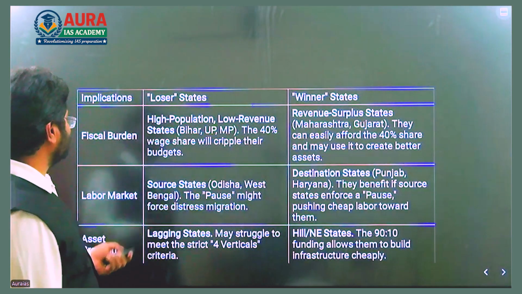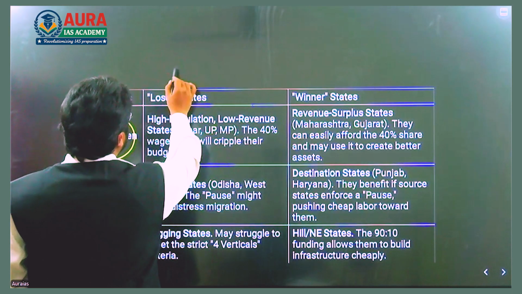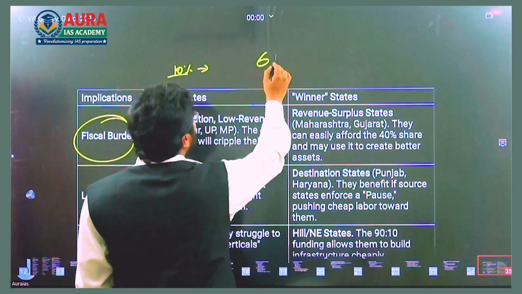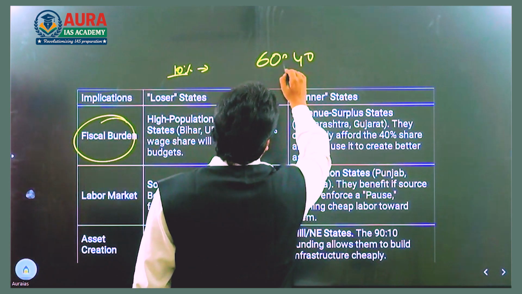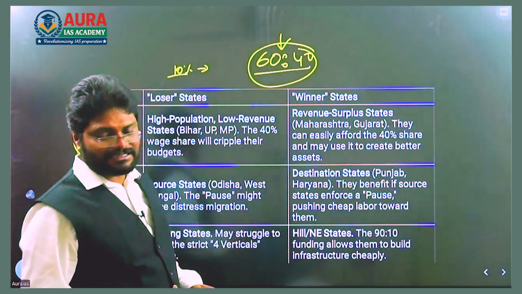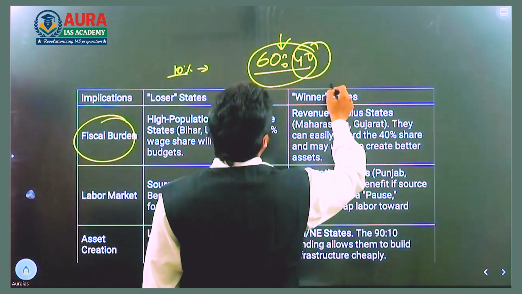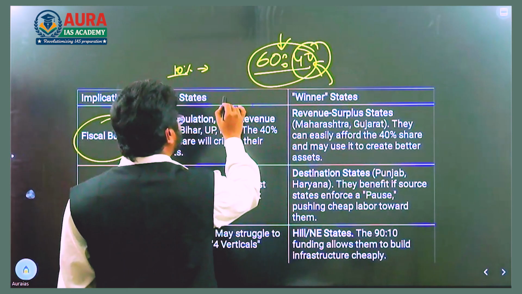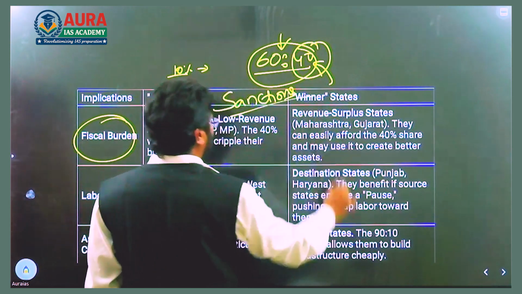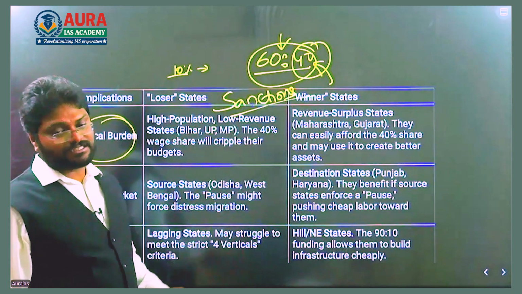Some of the states face a fiscal burden. Under MGNREGA, states contributed only 10% of the funds. Now the ratio is 60 to 40, like all other centrally sponsored schemes, which is 60% from the Centre and 40% from the states. If states are unable to arrange this 40%, they may not sanction the projects, which causes failure of the implementation of this Act in future.